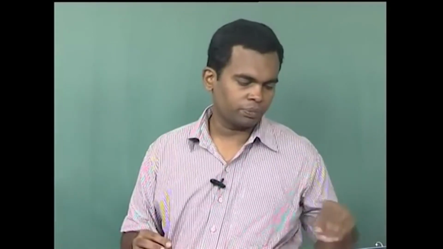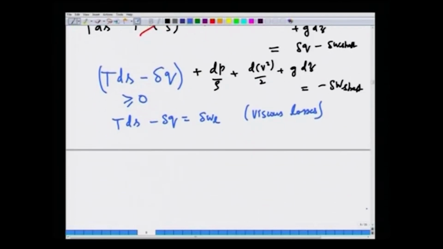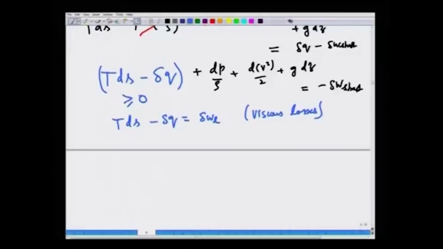So, this is given the symbol delta W loss, the viscous losses, which cannot be retrieved as useful work, because of the irreversibility of the process, there is always a systematic conversion of macroscopic energy to internal energy. So, mechanical energy to internal energy. So, we cannot retrieve this back as useful work. So, these are forever lost to internal energy or the internal degrees of freedom, which will eventually manifest as an increase in temperature of the fluid. Okay. So, these are the viscous losses.